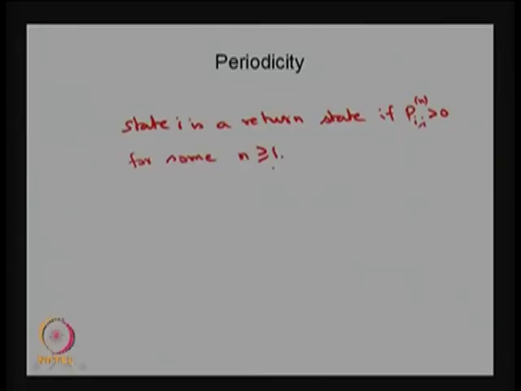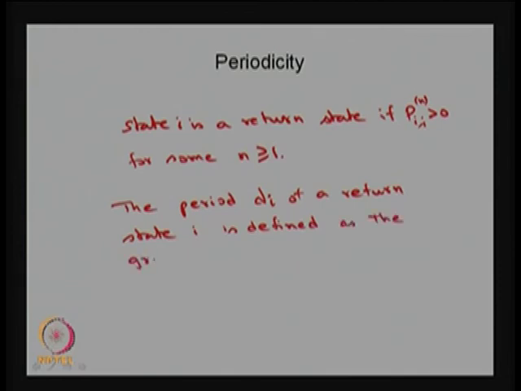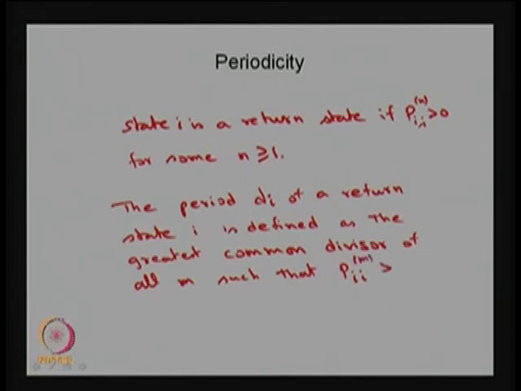Now, I am going to define the periodicity only for the return state. The period, in notation it is d suffix i, of a return state i is defined as the greatest common divisor of all m such that p_ii(m) is greater than 0.